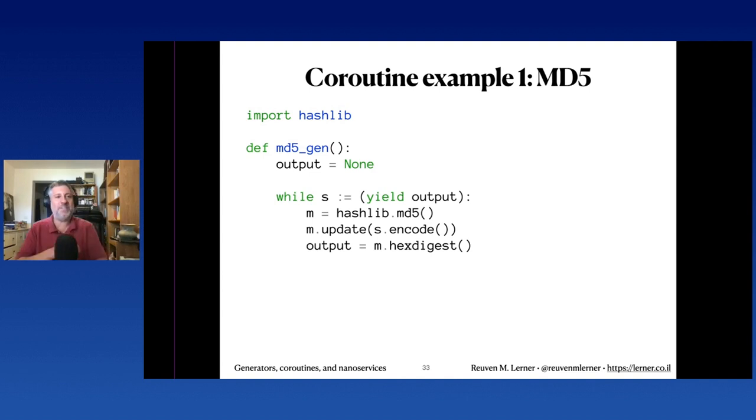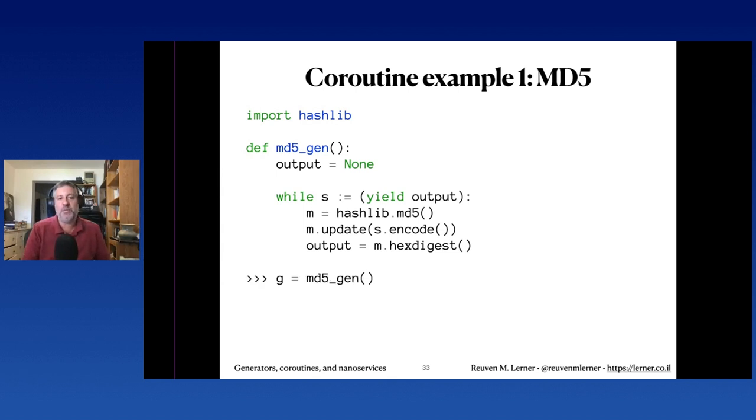So here I'm going to do that. I'm going to say import hashlib, def md5_gen. And here I'm going to say output equals None because I have to get something at first. And while s := yield output. So what's going to happen? I'm going to get something from the user, right? I'm going to do MD5 on it. I'm going to initialize the MD5 engine. I'm going to encode whatever I got into bytes. I'm going to turn that into m.update, which you have to do in order to get the MD5 signature. I'm going to get the hex digest from it, and then I'm going to output that. And then we wait around for the next one.